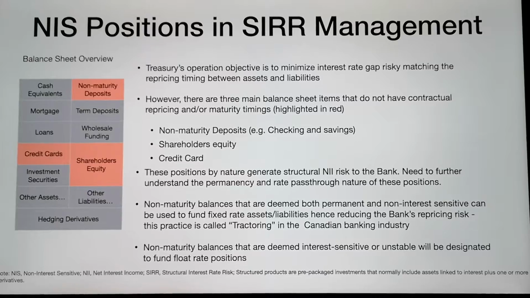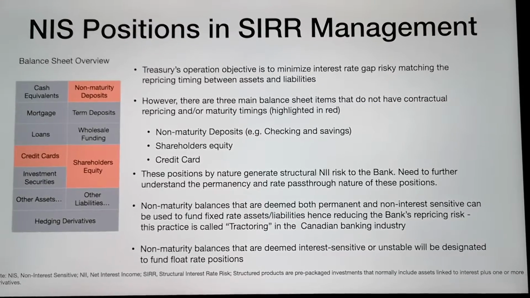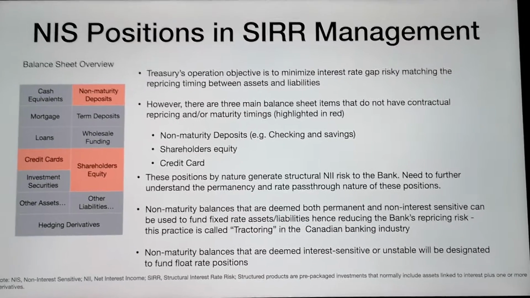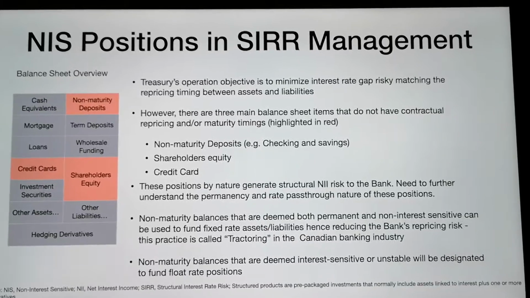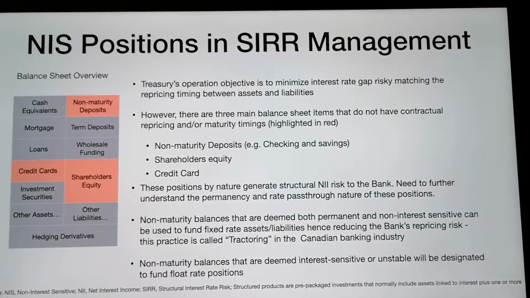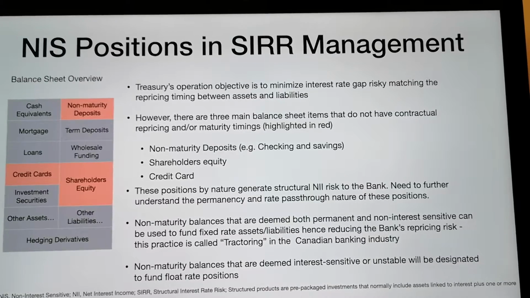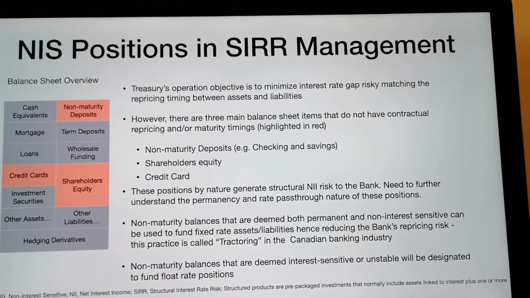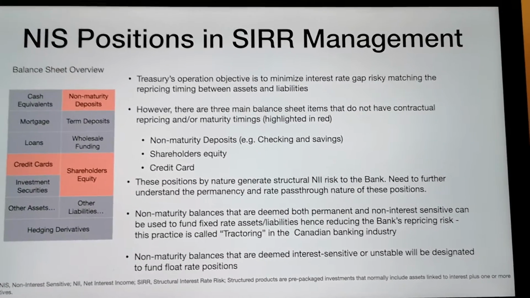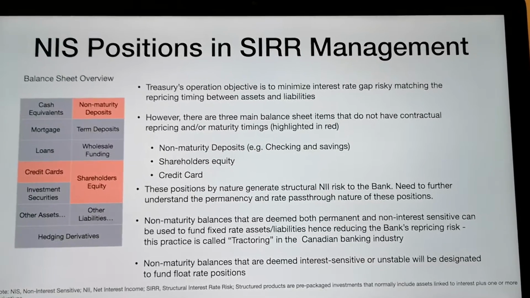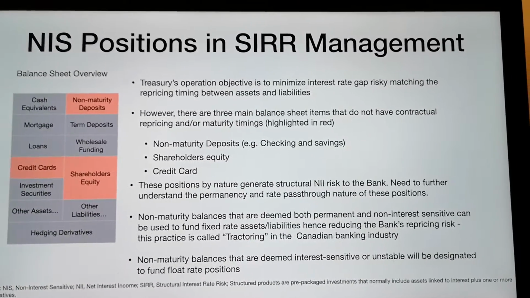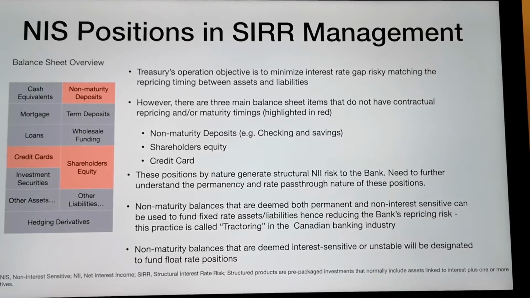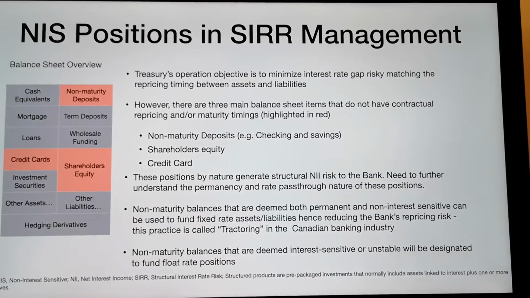However, there are three main balance sheet items that do not have contractual repricing or maturity timing. As I mentioned, if you have a time or term, we can match it to assets and liabilities. But for those without a maturity timing, such as non-maturity deposits, checking and savings accounts, shareholders' equity, and credit cards, they may always be there, or they may go away once customers don't trust you. For those positions, by nature, it generates structural NII, that means net interest income risk, to the bank.